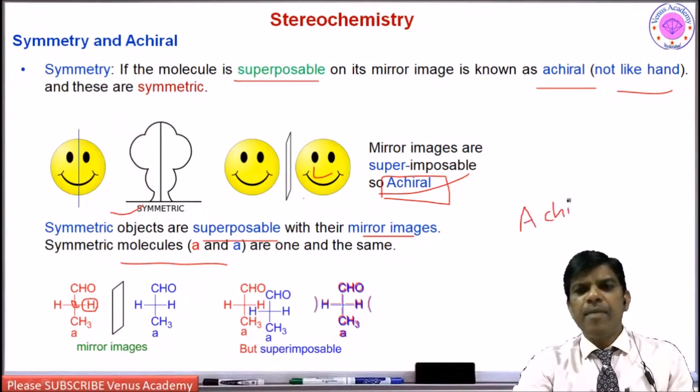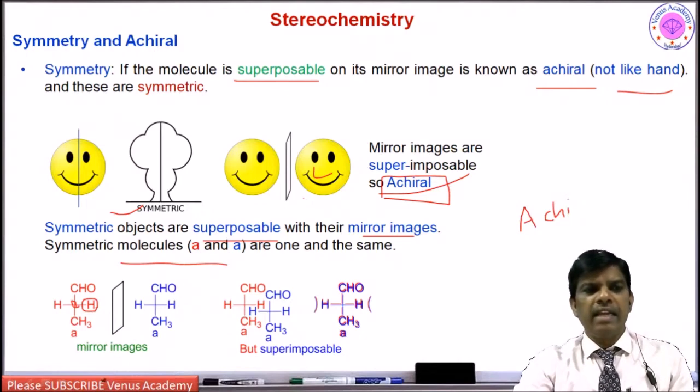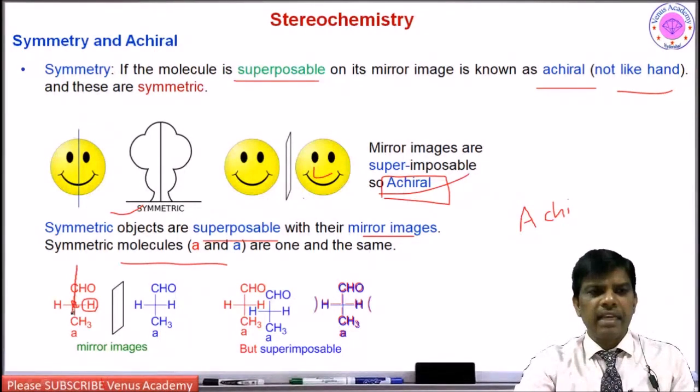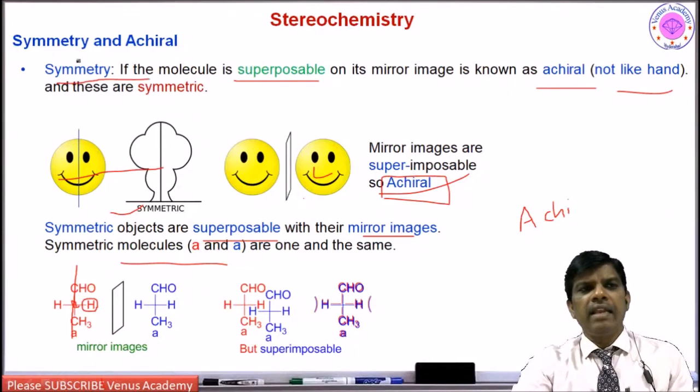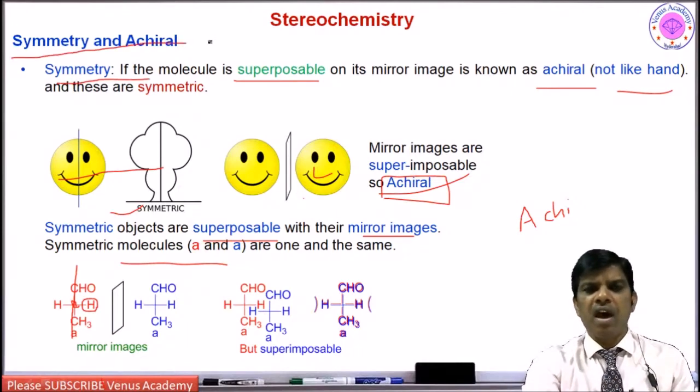and it is symmetric, isn't it? Symmetric molecule. I can cut like this, symmetric. So if I write O upside, I can cut like this, symmetric molecule. So symmetric molecules are achiral. Achiral molecules are optically inactive.